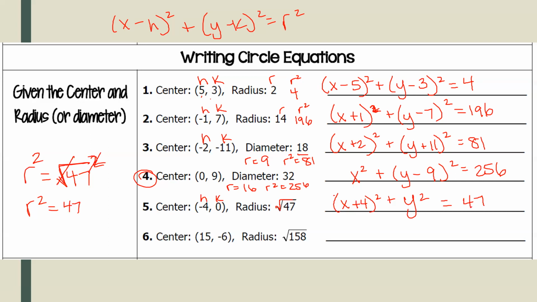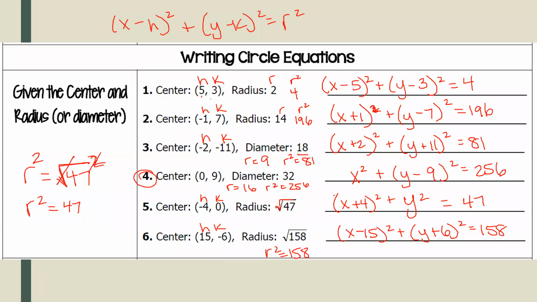Go ahead and try number 6. Tell me what your equation for number 6 would look like. All right, you should have gotten x minus 15 squared plus y plus 6 squared equals 158. H was 15, k is -6, and your radius squared is 158 without the radical. If your radius is the square root, when you square it, that radical will go away.